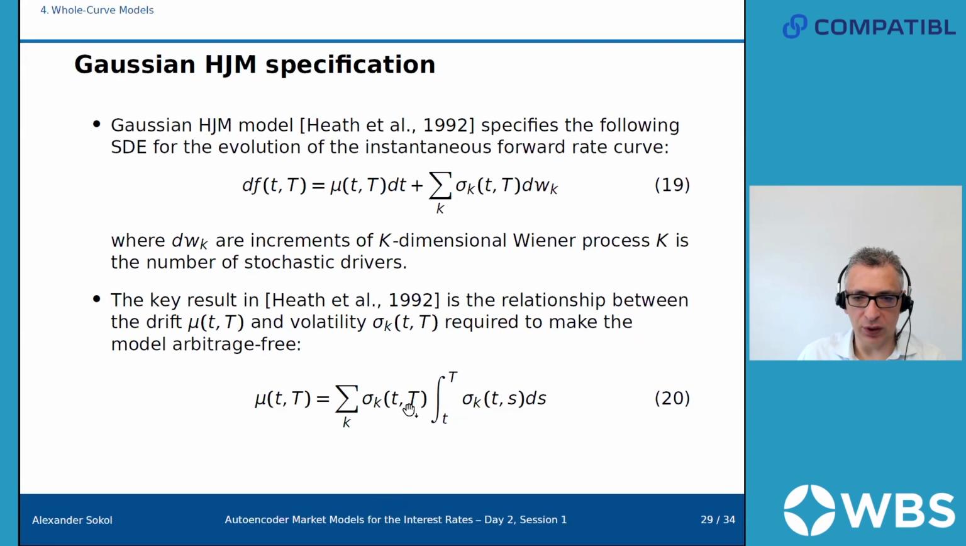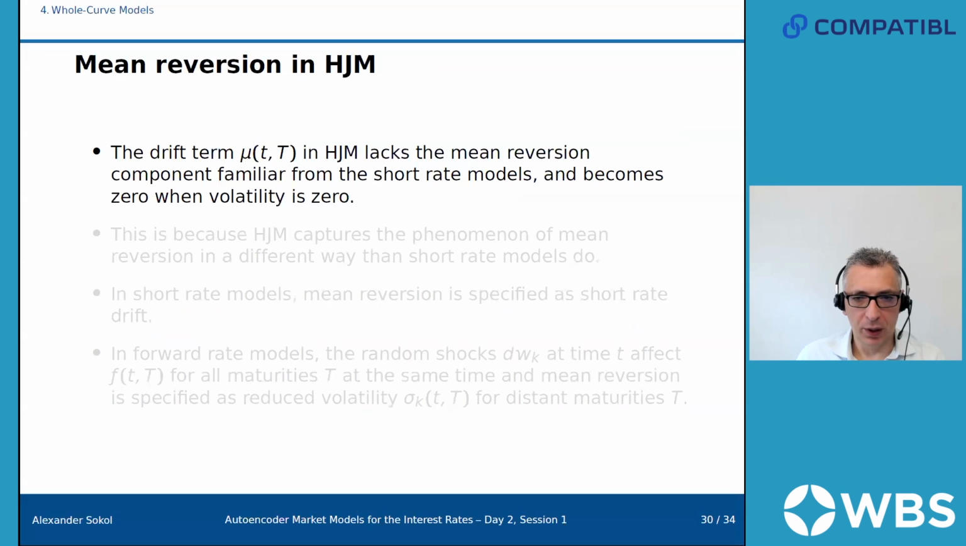So if not for the convexity, there would be no drift term. The drift term is just pure convexity, proportional to sigma squared. And of course, you can immediately see that it lacks the mean reversion component familiar from the short rate models, and it becomes zero when volatility is zero. So now the question is, how is it possible?